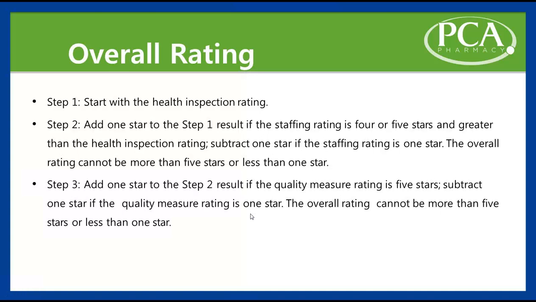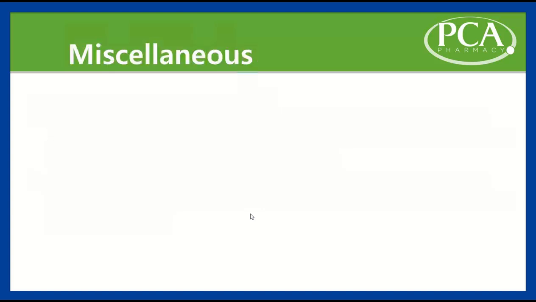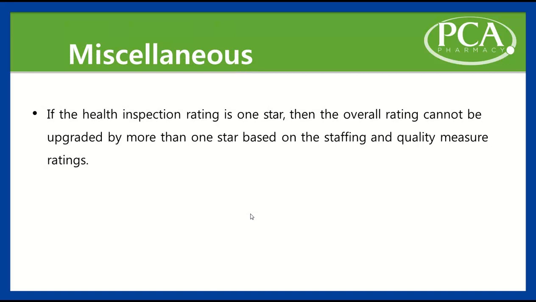After adding in the staffing rating, then the quality measure rating is added. You subtract a star if the quality measure rating is 1. You add a star if the quality measure rating is 5. And again, the overall rating cannot be more than 5 or less than 1. If the health inspection rating is 1, then the overall rating cannot be upgraded by more than 1 star based on staffing and quality measures. So if they were 4 or 5 on staffing and a 5 on quality measure, the most that they would be able to get is a 2.